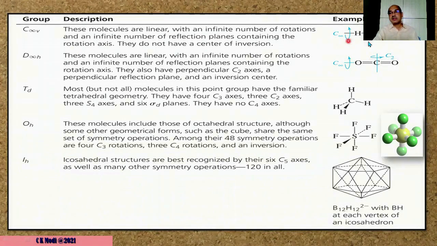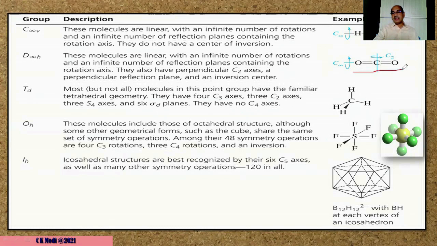So which symmetry elements are present here? E, the identity, is present, plus C infinite is present, which is on the x-axis, and an infinite number of sigma v planes are also present. So the point group is E plus C infinite, plus an infinite number of sigma v planes. Therefore, the point group is C infinite v. So look at this. This is C infinite v.